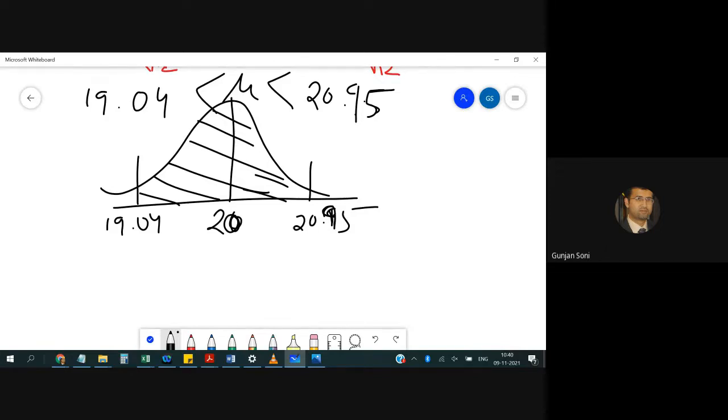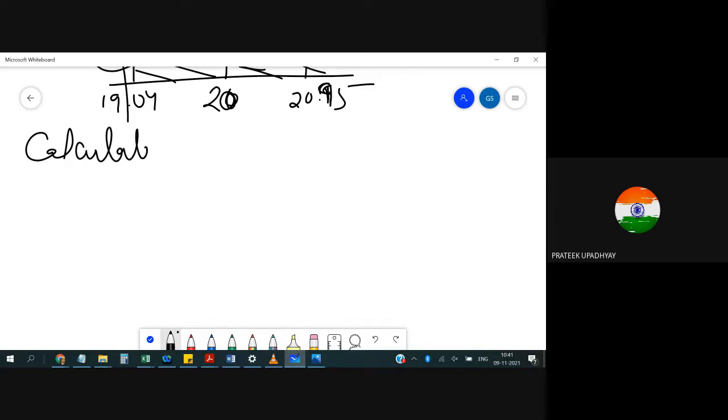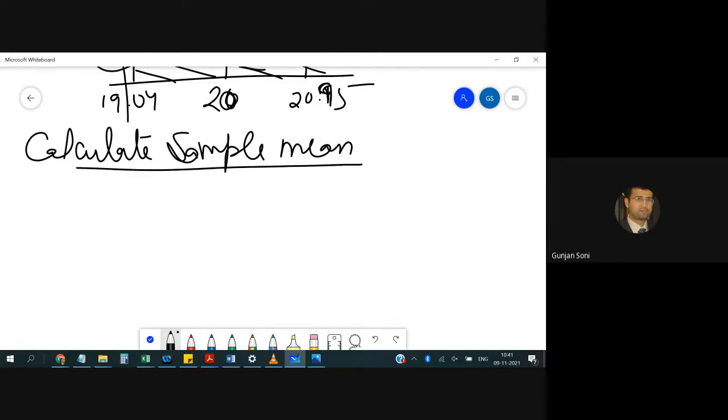First, you have to calculate sample mean, all of you. What is the sample mean? 1.009. So sample mean is coming out as 1.009. X bar we can say is 1.009. Okay. What is Sx?